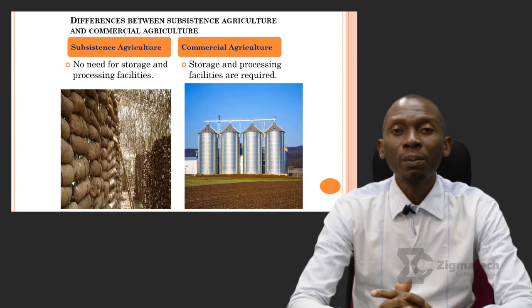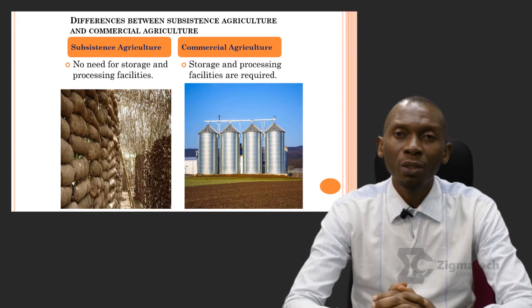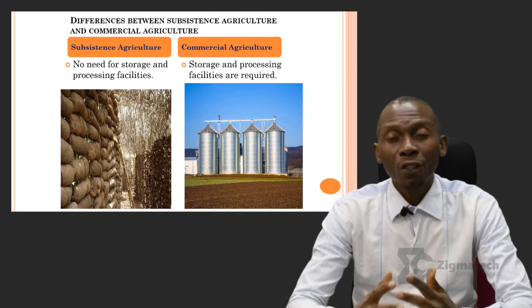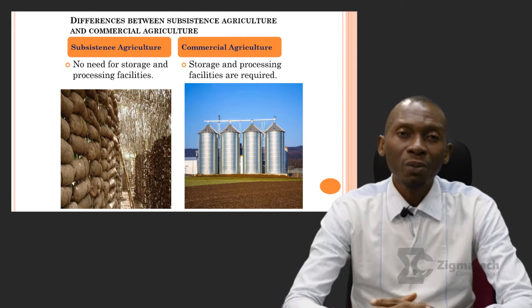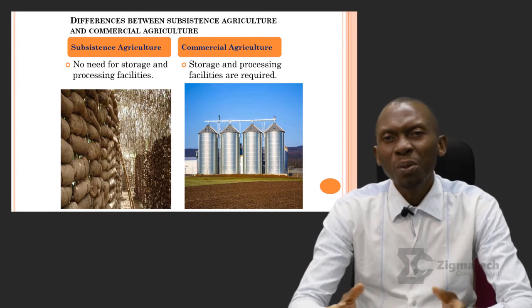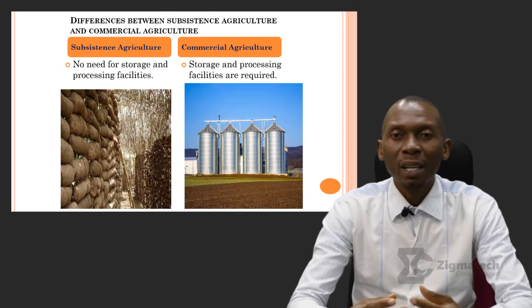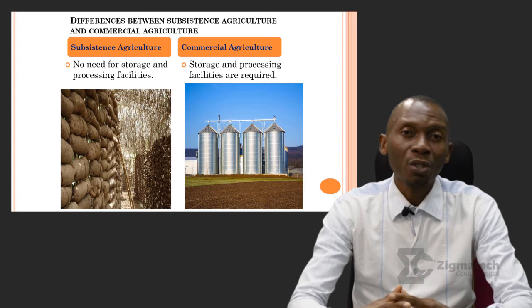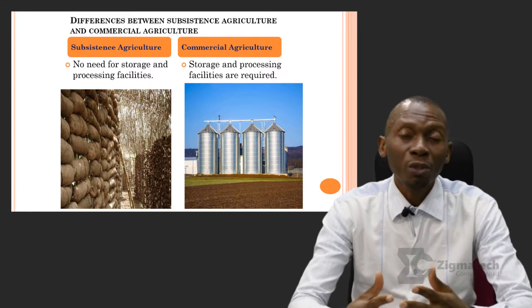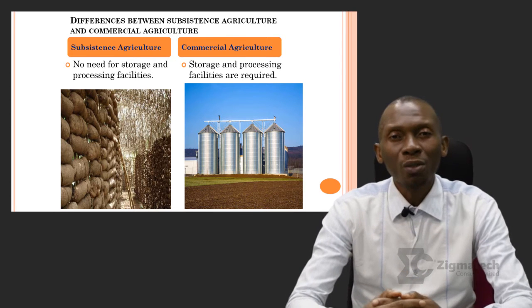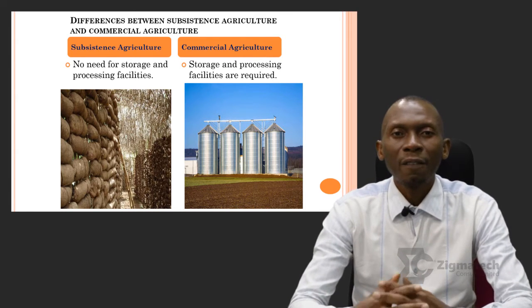Another difference between subsistence agriculture and commercial agriculture has to do with storage facilities. For subsistence agriculture, the farmer doesn't really need storage facilities. Just simple devices can be used to store the farm produce. Remember, the aim of subsistence agriculture is for consumption by the family. So the farmer doesn't really need to store his farm produce.